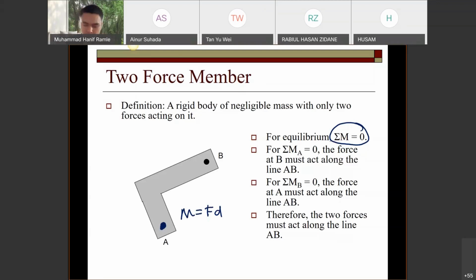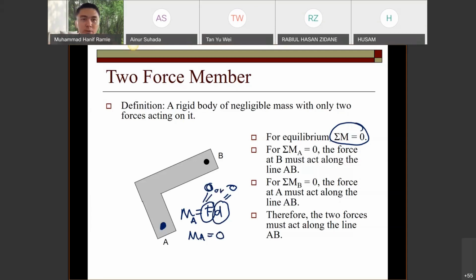Let's say we are taking moment about point B. In order to make sure that the system is in equilibrium, either one must be equal to zero, because we want to make sure that the moment must be equal to zero. All right.